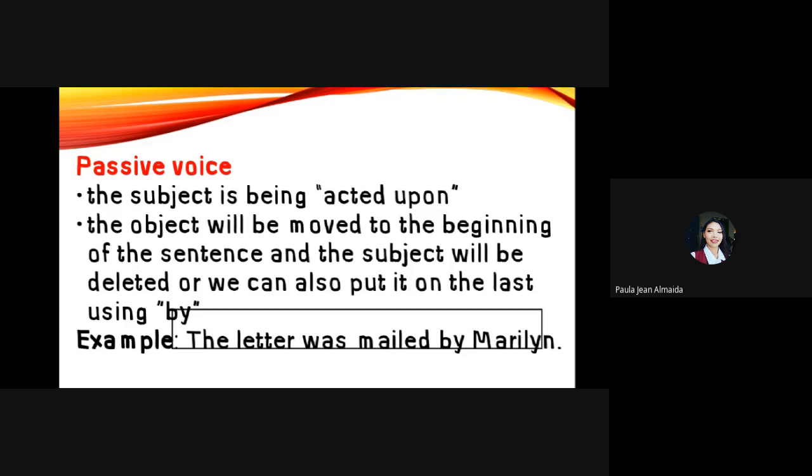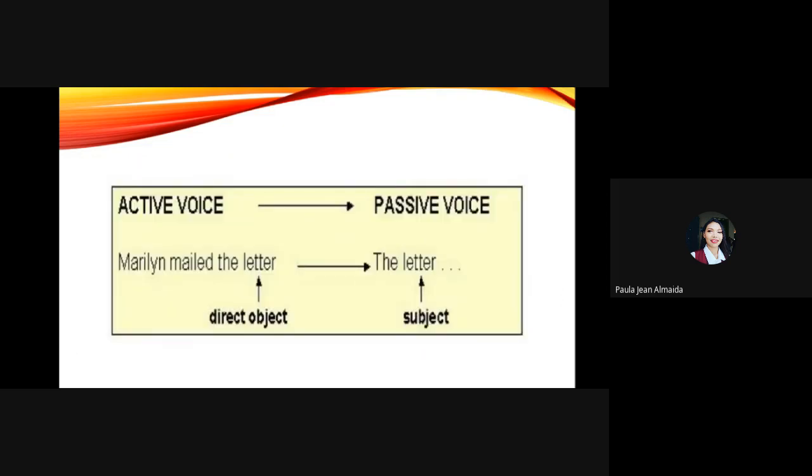Let's take a look at this graph. In the active voice, the letter is still a direct object, and in the passive, it was already a subject. And also in passive voice, we will change the verb, add the form of be in front of the verb, and use the past participle. So let's have more examples comparing both. Please read.